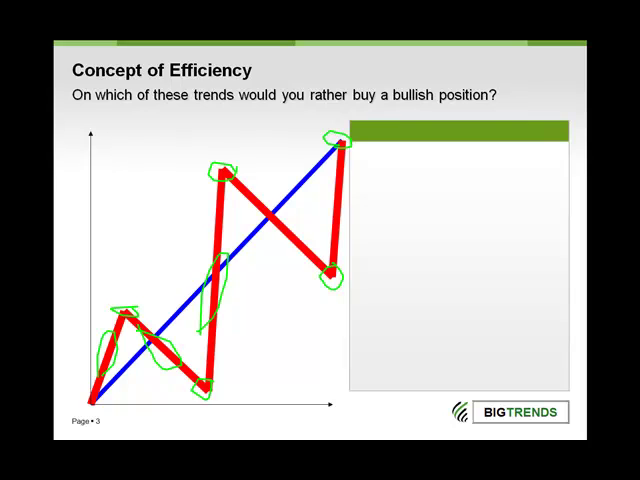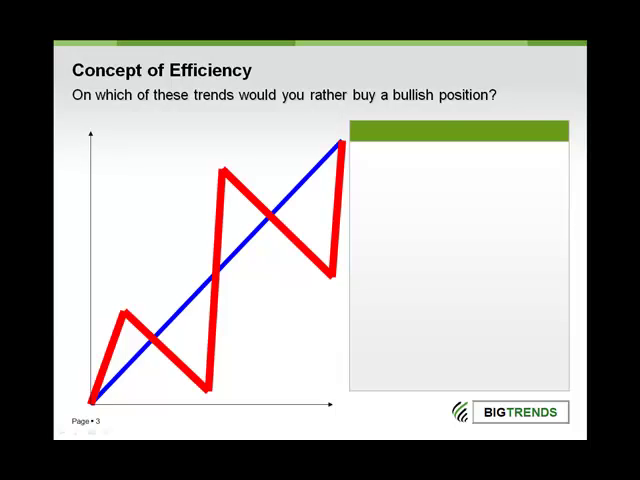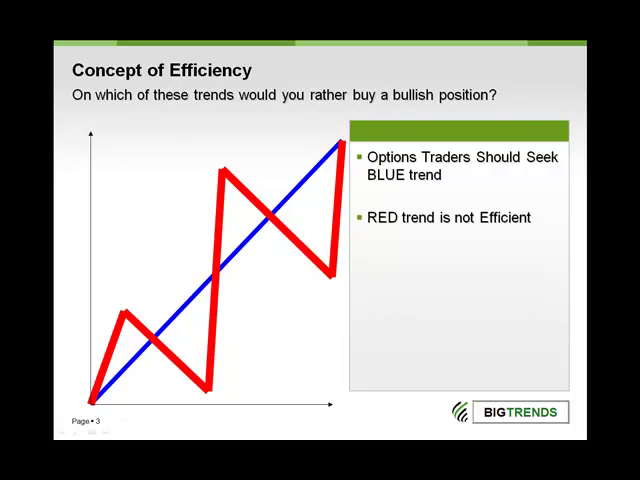So at the end of the day, it's a lot easier for you to just jump in and trade that smoother, more efficient trend all the way up. So that's kind of what we're looking for here today, and that's what the efficiency ratio will allow you to do, is find some of those more efficient trends. As options traders, as I mentioned, you want to seek the blue trend, and really as a trader in general, it doesn't matter what you're trading. The efficiency ratio, just like all of our other indicators here in the indicator library, can be used to trade any type of security.